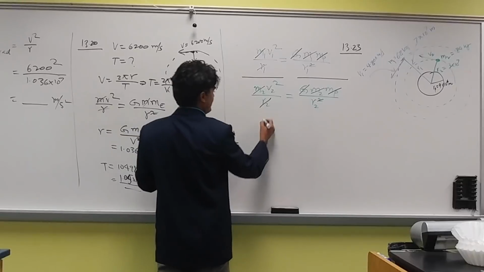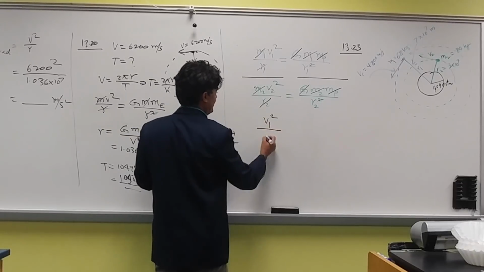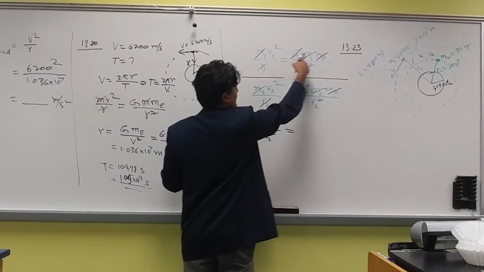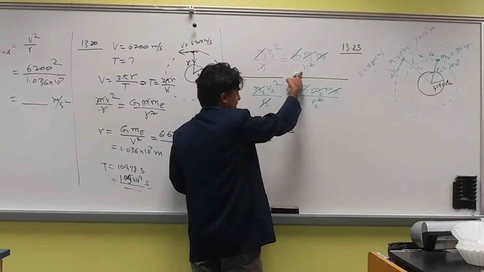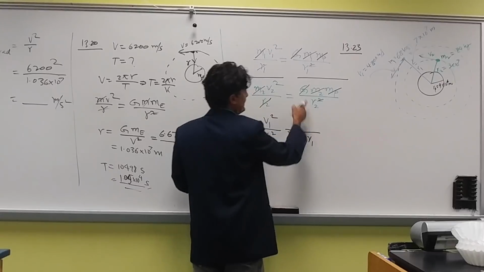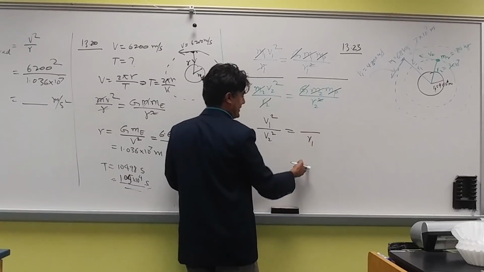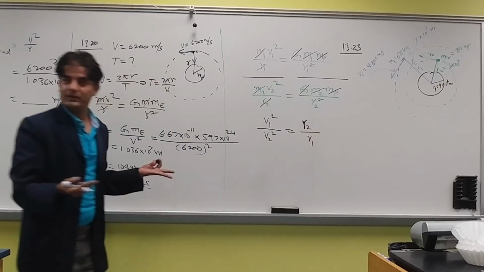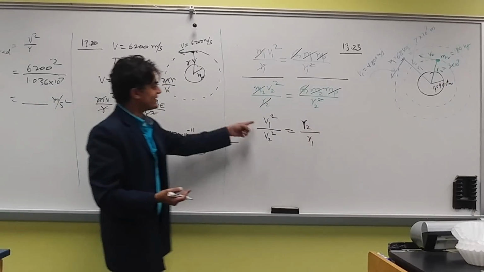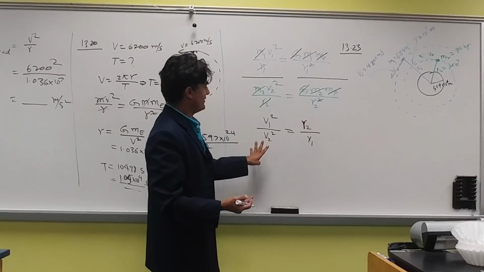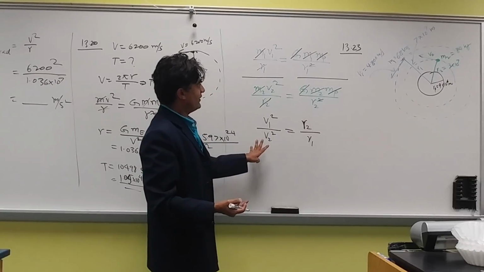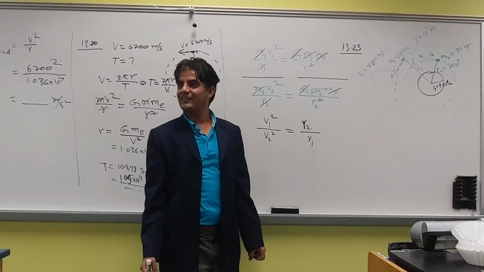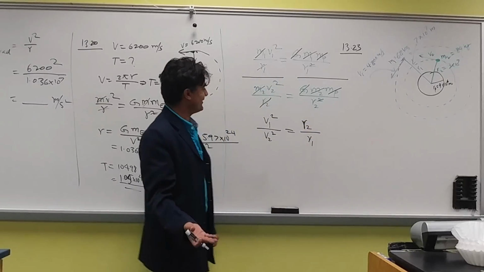Beautiful. So what is this? V1 square divided by V2 square equals to what's here? R1 is here, right? It's in the denominator. So denominator of the denominator divided by R1, that goes up. So this will be R2. All you need is only this much. You don't even need mass.